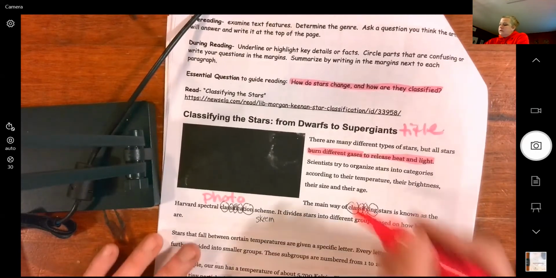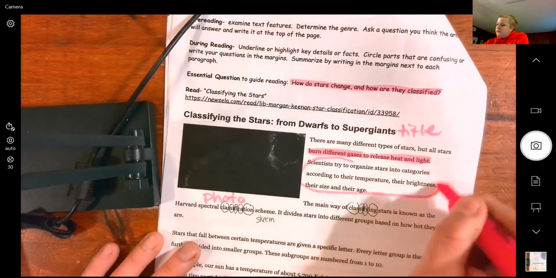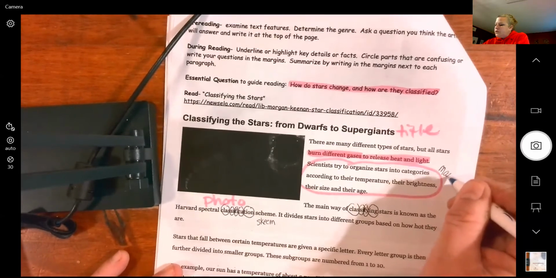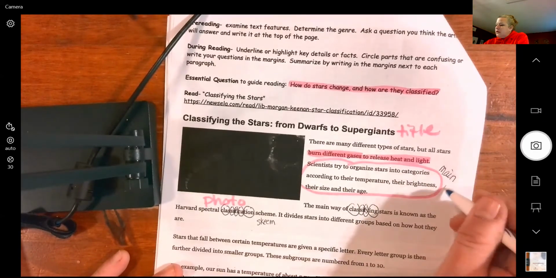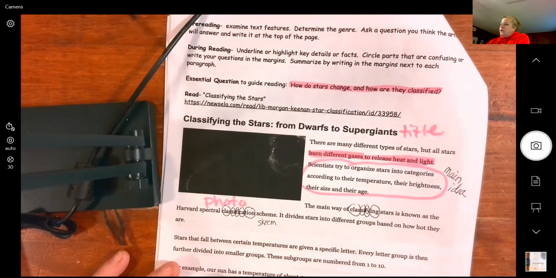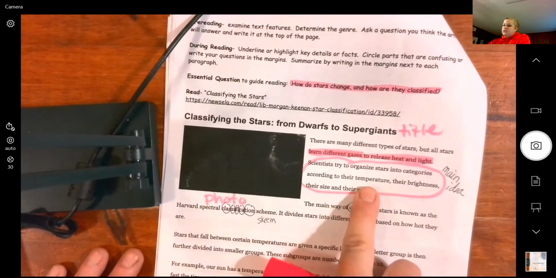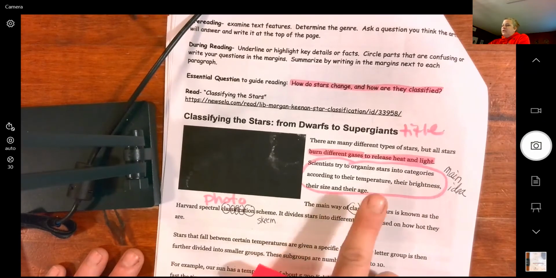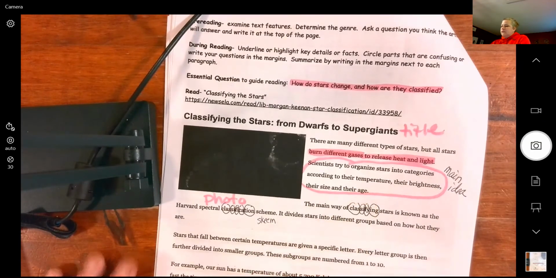And then this, I'm going to circle it because this is going to be our main idea. Notice our essential question too. Main idea. That we can organize stars into categories, and it's based on their temperature, their brightness, their size, and their age. That's what this article is going to talk about. All right, let's keep going.